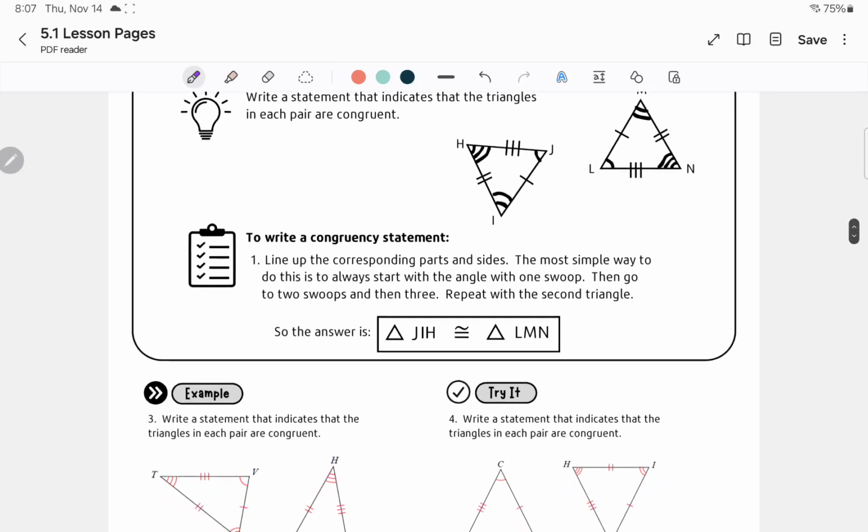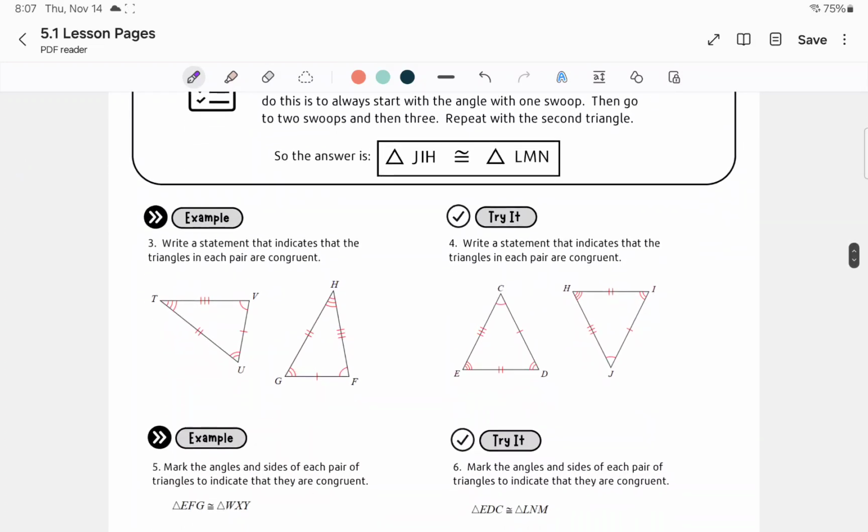So let's look at example number 3 and go ahead and do it with this one. Where it says, write a statement that indicates that the triangles in each pair are congruent. So again, we're writing the congruency statement. Let's start with the left triangle. Which one has 1 swoop? That would be V. So we're going to do triangle V. 2 swoops is U, and then 3 swoops is T. So triangle VUT, then put the congruency symbol. That's a little equal sign with a little swoosh above it. Then another triangle symbol, and then go from 1, 2, 3. So FGH. And that's my answer for number 3.